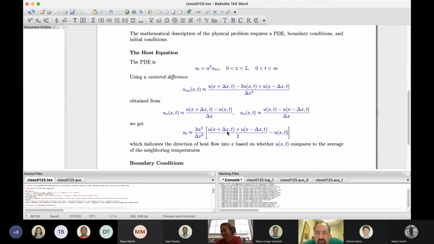And what have we here? Here we have the average of temperatures at points that are neighbors to x. So x plus delta x, x minus delta x. So what happens if u is less than the average of surrounding temperatures? Okay. So, and that's something I should have mentioned earlier. I'll fill that in here.